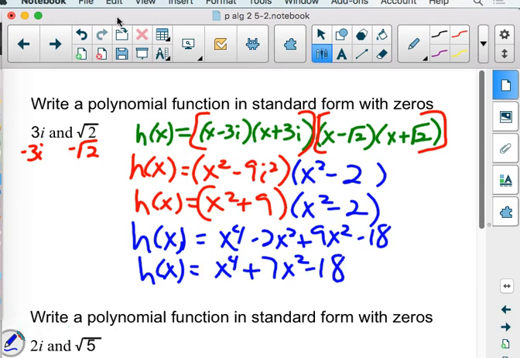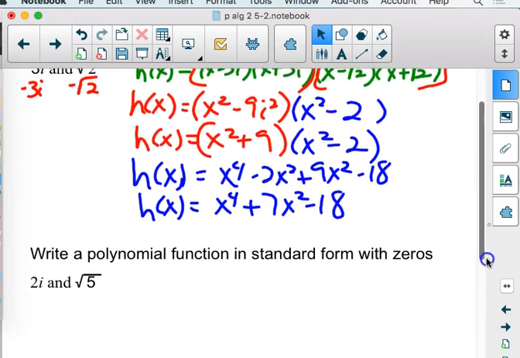Now, this one we can't really check by graphing. Here's why. Imaginaries don't show up on the real numbers that are in our graphing calculator. So we wouldn't be able to see those. We would be able to see this. It's going to cross at 1.414 blah, blah, blah, and negative 1.414 blah, blah, blah. That we could check, but we can't check those imaginaries.